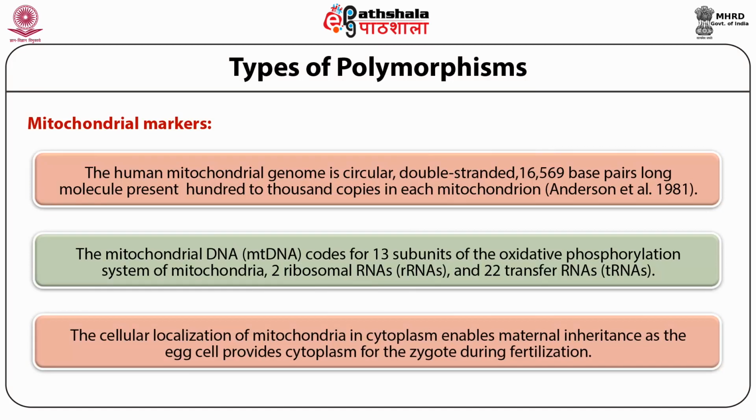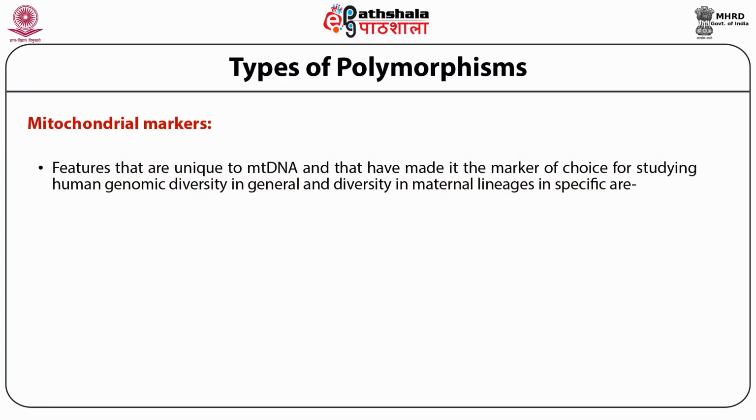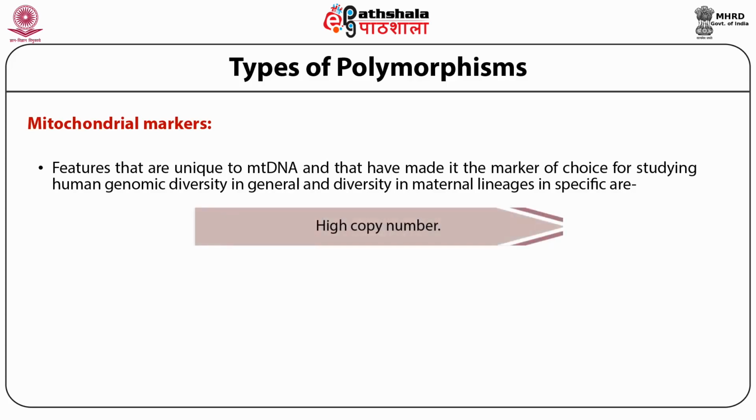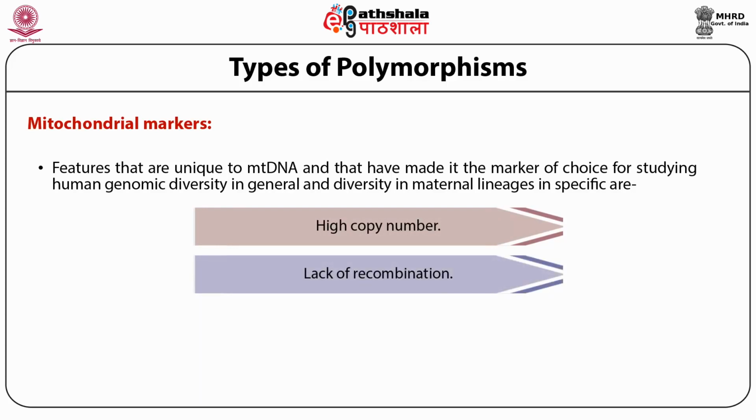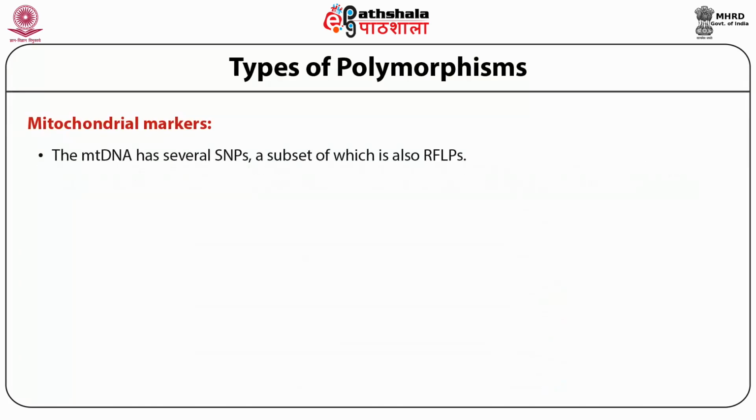The mitochondrial DNA has an effective population size of a quarter of that of autosomes. Features that are unique to mitochondrial DNA and that have made it the marker of choice for studying human genomic diversity in general, and diversity in maternal lineages in specific, are: first, high copy number; second, lack of recombination; third, high mutation rate; and finally, maternal inheritance. The mitochondrial DNA has several SNPs, a subset of which are also RFLPs.